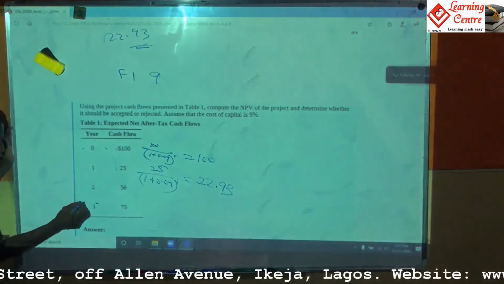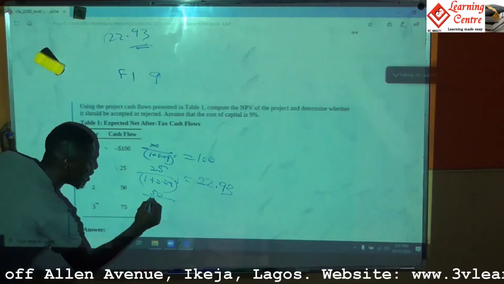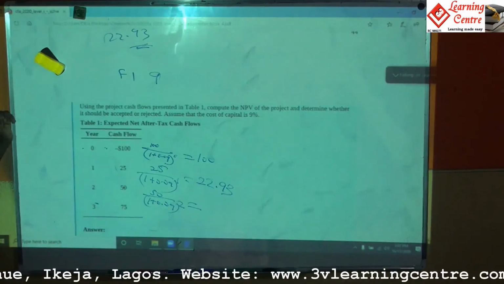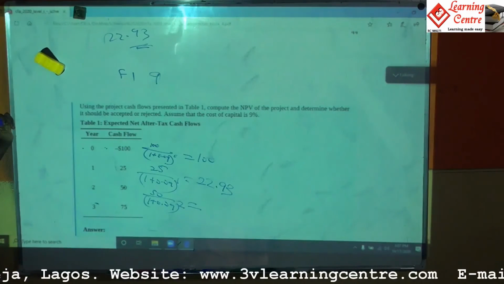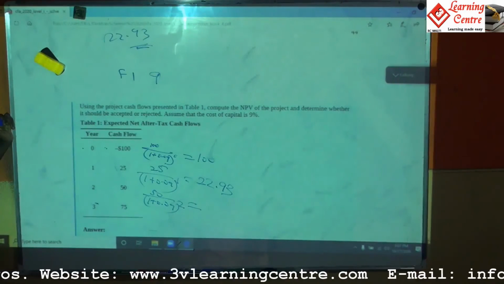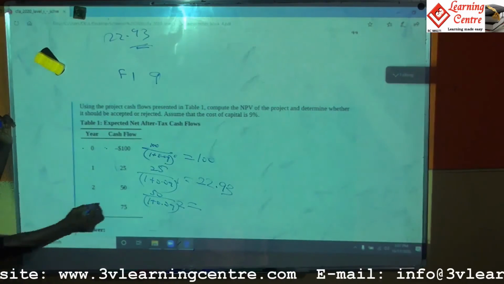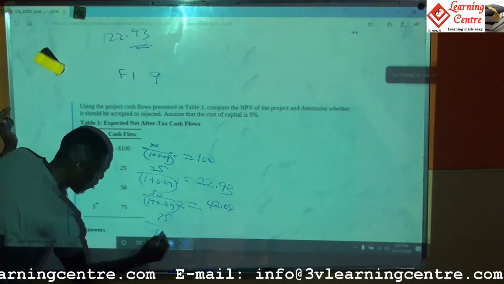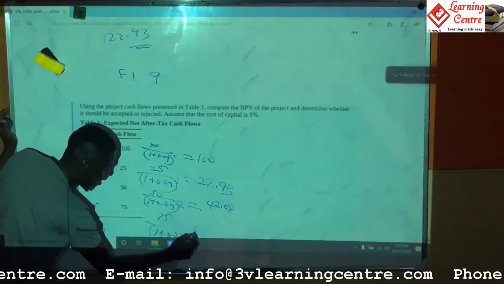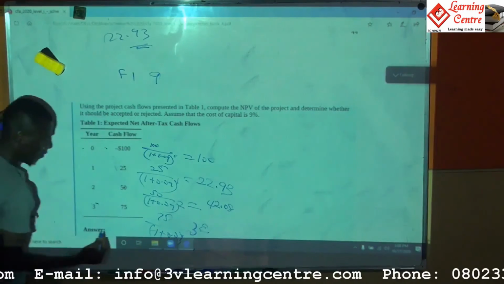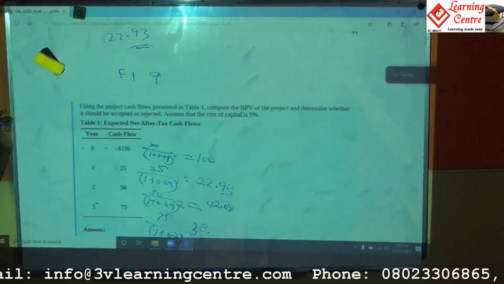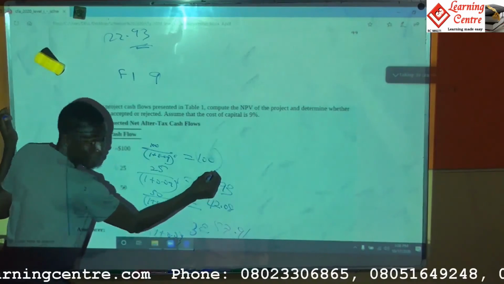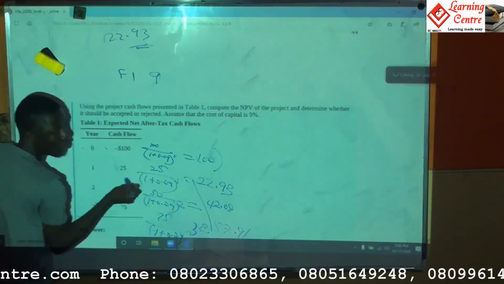$22.93. Abi? So we now move to year 2, which is going to be 50 over 1 plus 0.09 raised to power 2. What do we have? 42.08. So we now do year 3, which is going to be 75 over 1 plus 0.09 raised to power 3. What do we have? 57.91. So this one is negative, Abi. So you now add all these 3 minus 100.